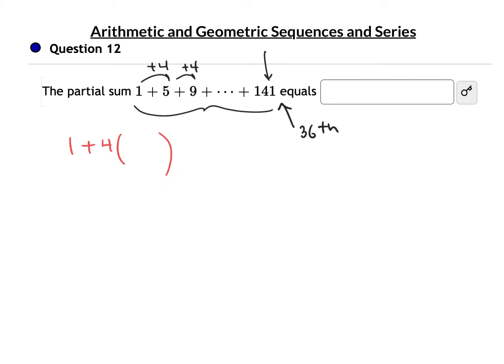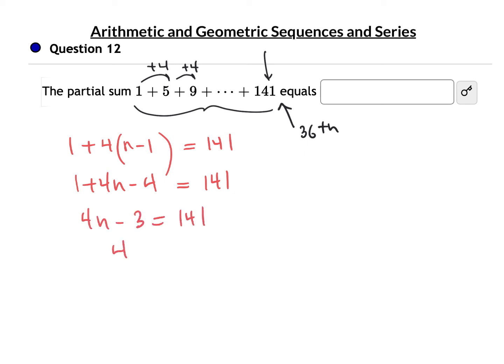Remember, I don't go n places forward to get to 141. I go n minus 1 places forward to get to 141. If I solve this, I get n equals 36. Let's do that really quick. 1 plus 4n minus 4 equals 141. That's 4n minus 3 equals 141. 4n equals 144, and then n is 36.